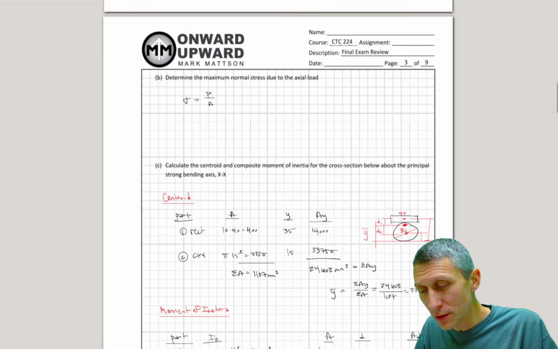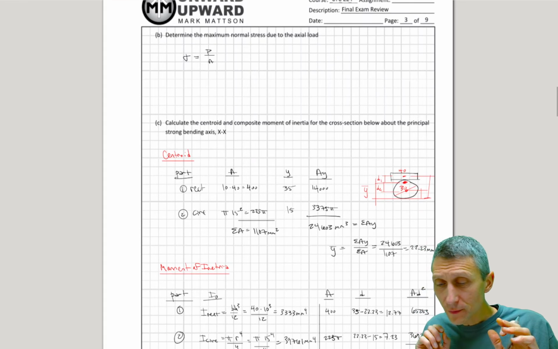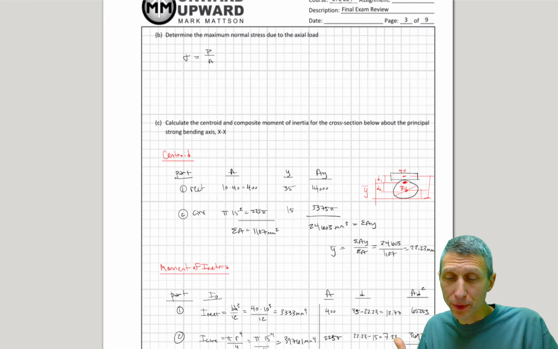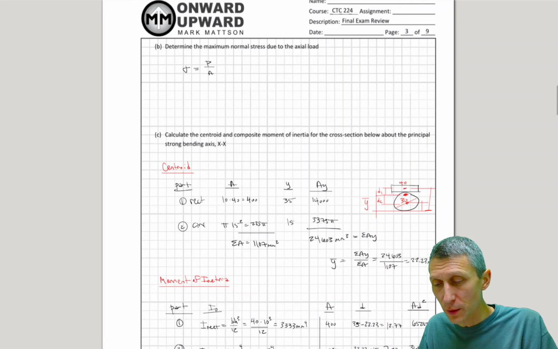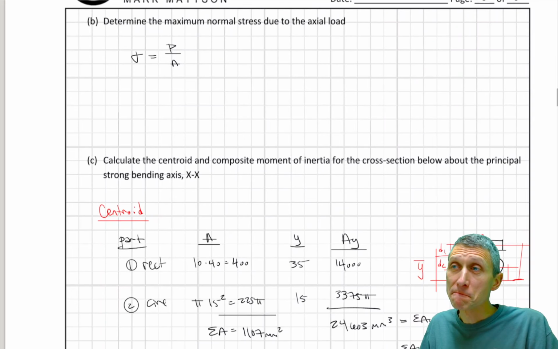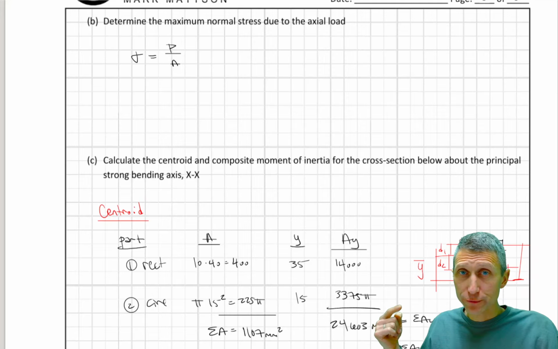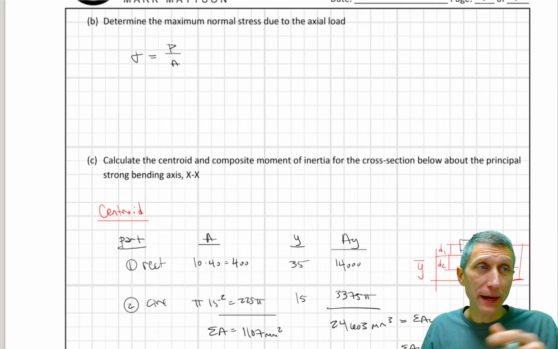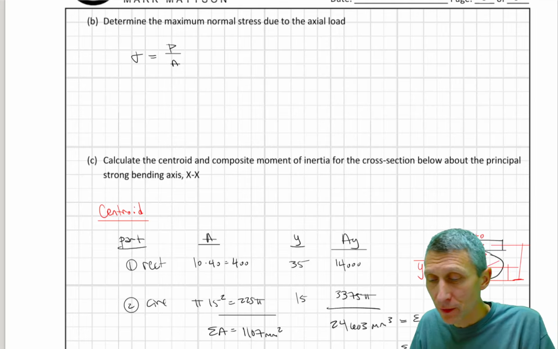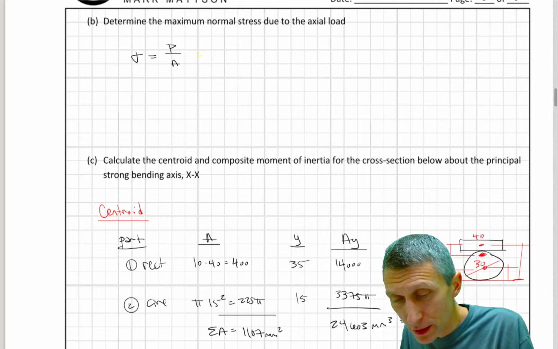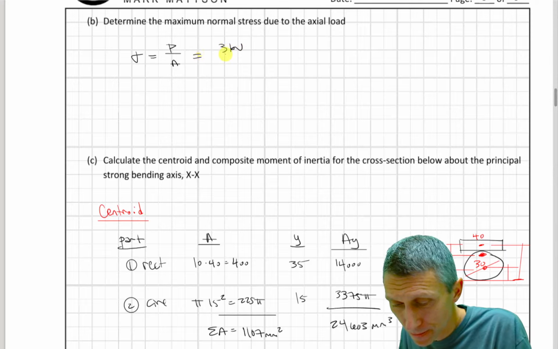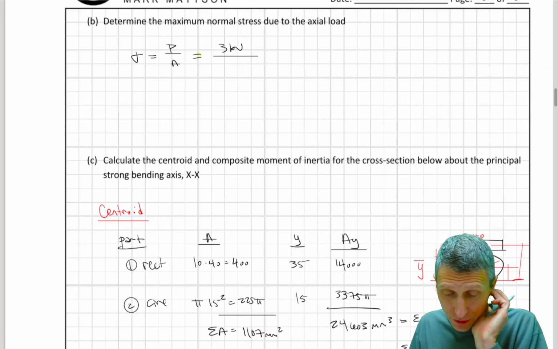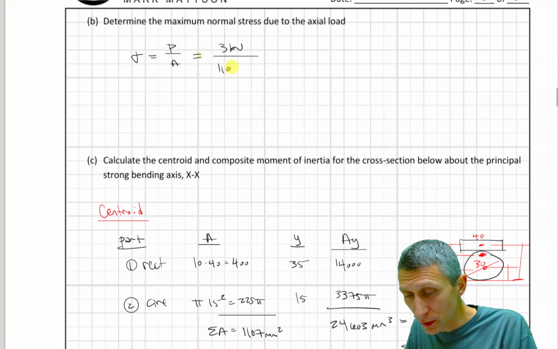So then let's come back to part B. Part B and really part D are the two stress formulas that we're going to use. The first one is just our axial stress. Axial stress takes the axial force and divides it by the area. So here, our axial force, do you remember what it was? It was equal to 3 kilonewtons. Now we're going to divide by our area, which was 1107 millimeters squared.